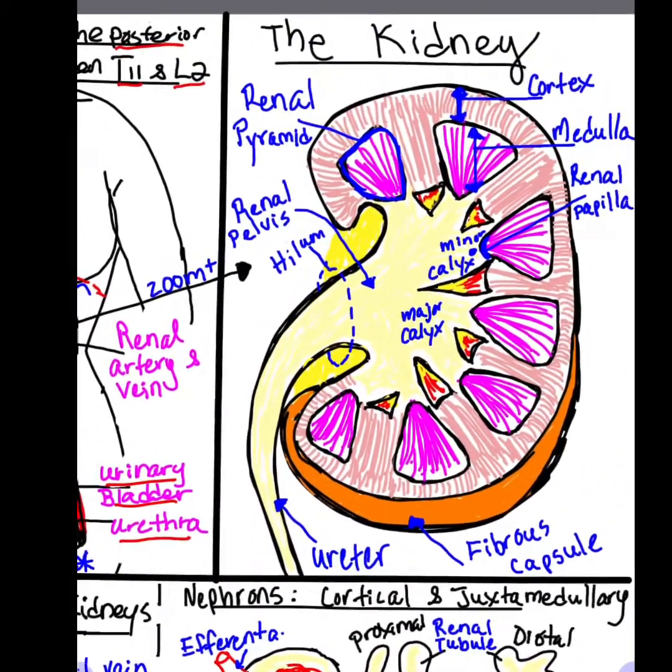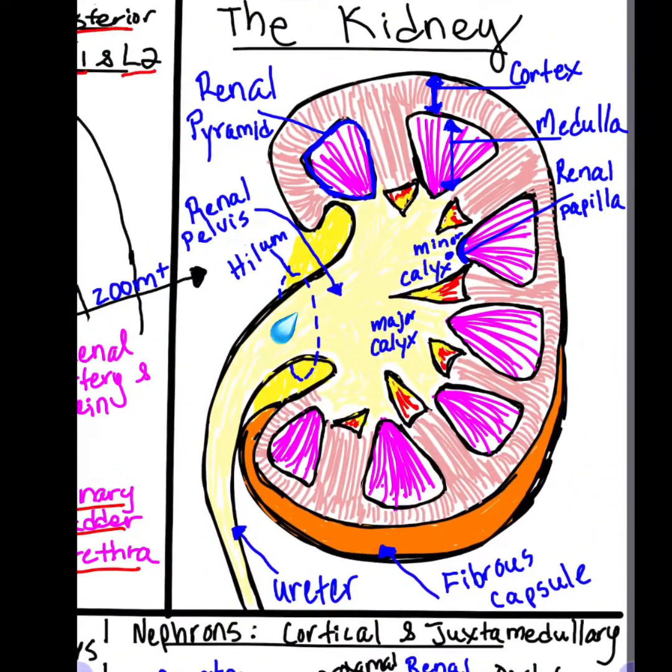The kidneys are protected by 3 layers of connective tissue: the fibrous capsule, the perirenal fat capsule, and the renal fascia. Also, the kidneys consist of a renal cortex and a renal medulla, which dips into the cortex, and it consists of renal pyramids, renal papilla, and renal columns.